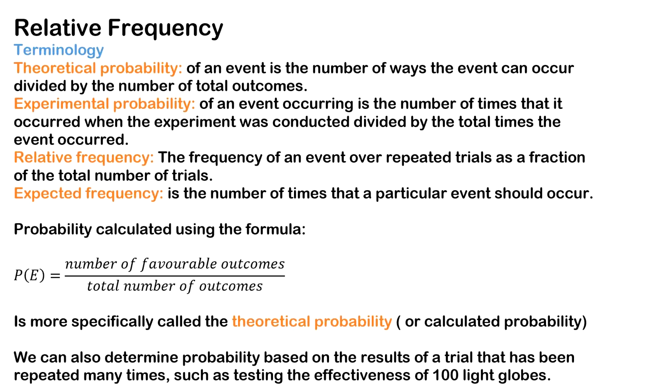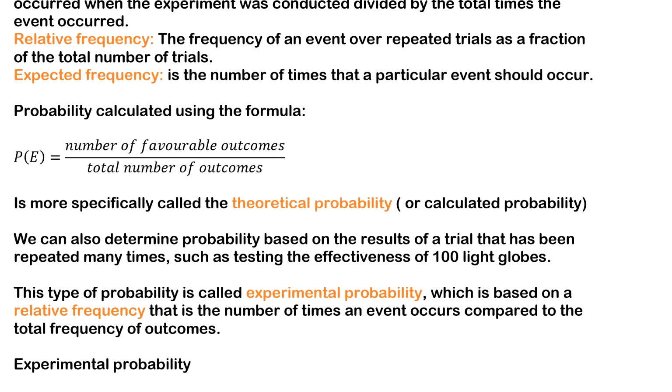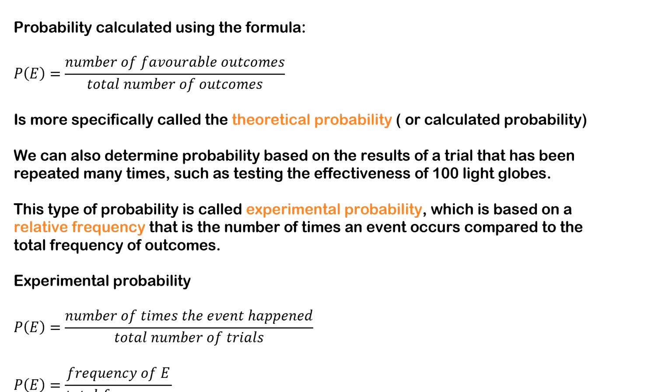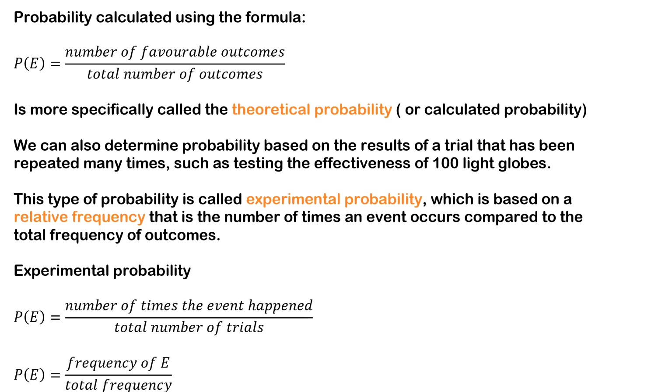So probability can be calculated using the formula on your screen, and this is more specifically called the theoretical probability. You should have seen this previously. But we can also determine the probability based on the results of a trial that has been repeated many times, such as testing the effectiveness of 100 light globes. This type of probability is called experimental probability, which is based on the relative frequency, that is the number of times an event occurs compared to the total frequency of outcomes.